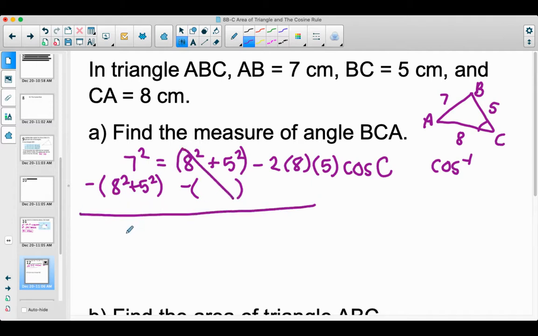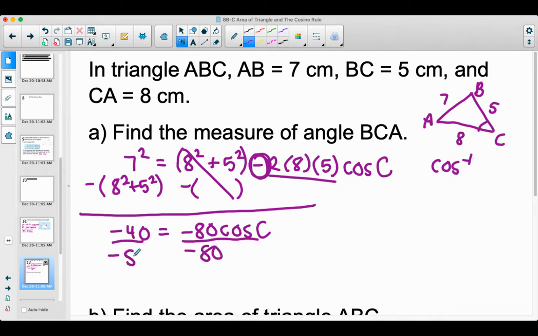And when I subtract it, I get negative 40 is equal to, and then if I multiply that together, that is negative 80, and then cosine of C. Don't forget about this negative sign. Don't lose that. That always goes with that negative 2 or that 2. So then to get the C by itself, I'm going to have to divide by negative 80 on both sides. And that's going to get rid of that.